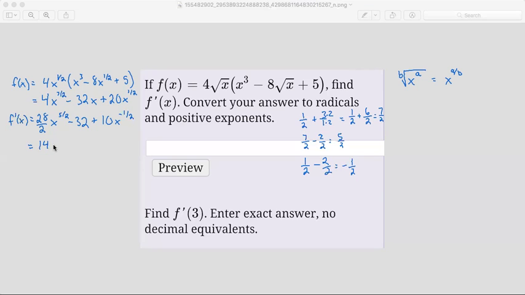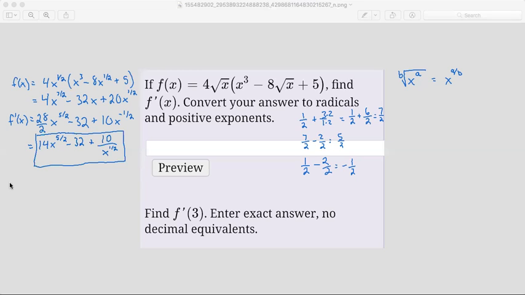And then it says to convert your answer to radicals and positive exponents. So we can leave a positive exponent if we want. We can leave this as x to the 5 over 2 minus 32 plus this negative exponent. We can make that positive by moving it to the denominator. So we can make that 10 over x to the power of positive 1/2. So it says that we can put it in radicals if we want, or positive exponents. So I would just leave it as this answer.